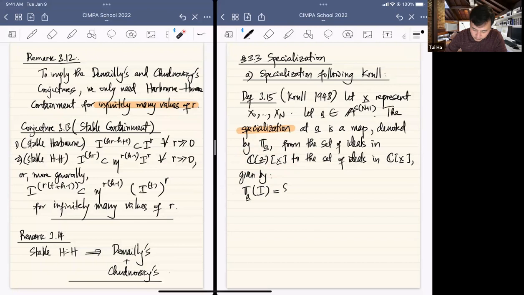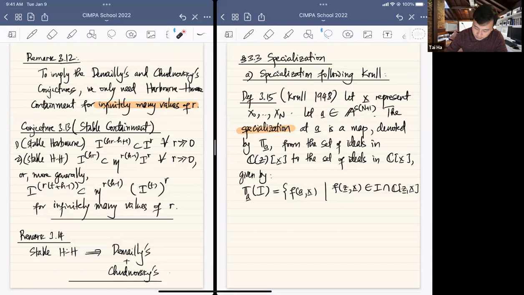So I'm going to look at F of Z and X, right? So this is a polynomial inside I. Its variables are going to be X, and its coefficients are rational functions in Z. But I would only look at those that have no denominator in Z, right? And then I evaluate that at A.